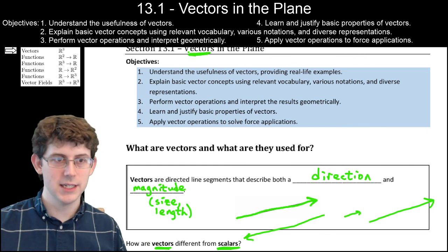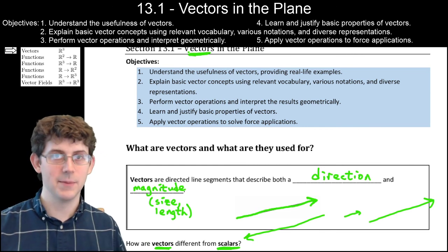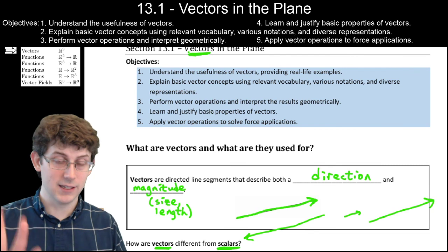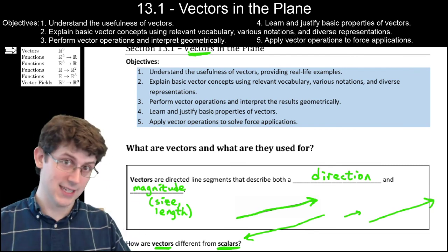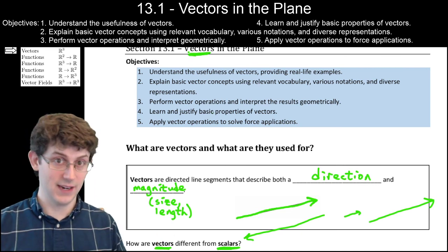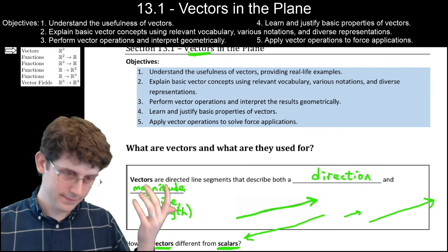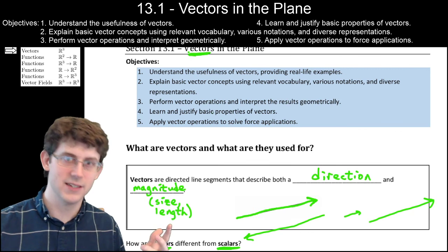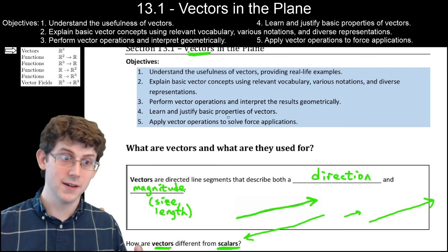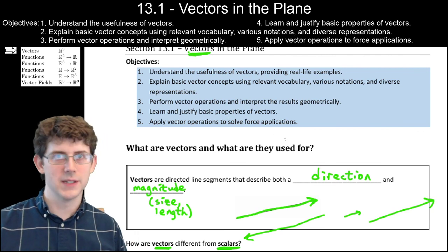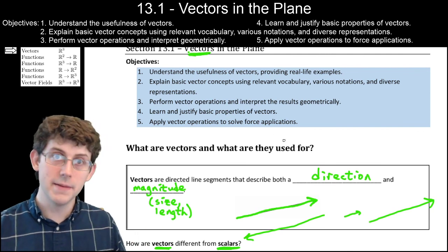Perform vector operations. The main thing to notice about the vector operations is that we did not multiply a vector times a vector. We multiplied a scalar times a vector, and we added vectors together, but we didn't multiply a vector times a vector yet. So don't do it yet. There's a couple ways to do it, and none of them are the easiest way. The basic properties, well, we saw a theorem and we proved it, and then we applied it to a force application. So that's 13.1.